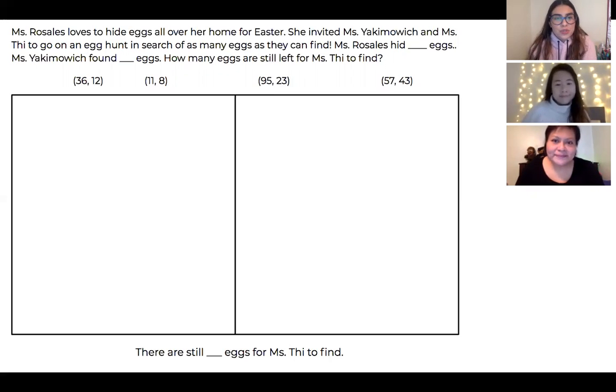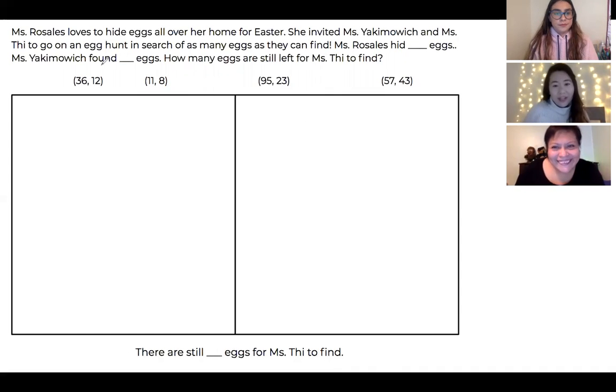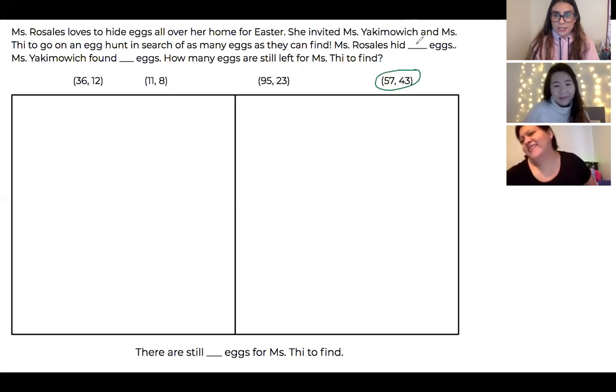Miss T, can you choose the number set for us today? And I will circle it. I think I want to do 57 and 43. Beautiful. And I will put it in here. Miss T, can you read the story problem for us and our friends at home?